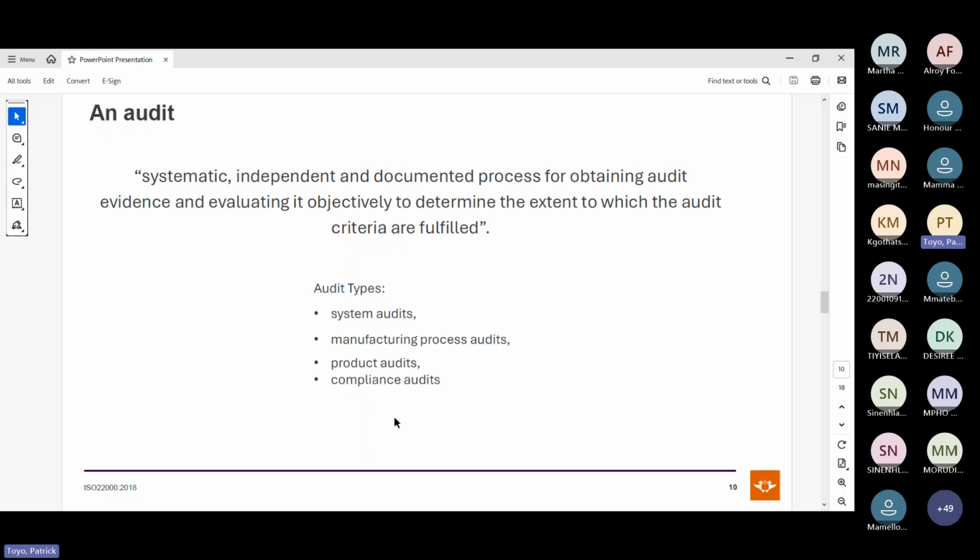And usually these are for different objectives. Rose, what are the differences in these? Where would you be using systems audits, and where would you use product audits, etc.?